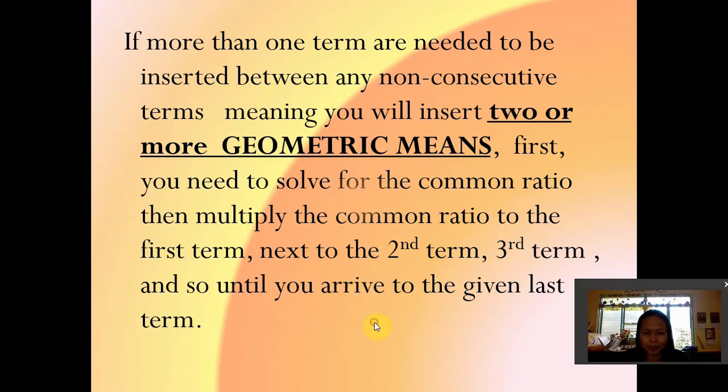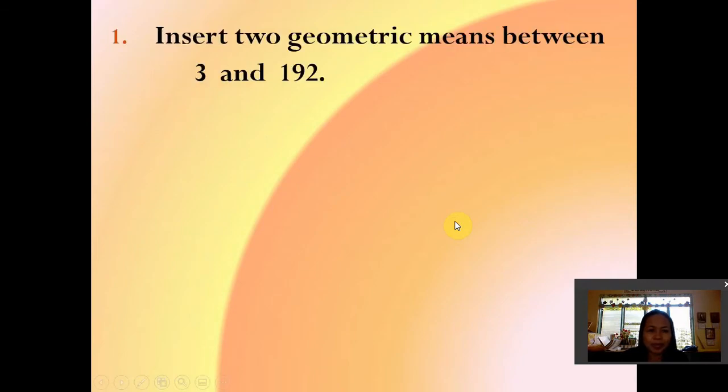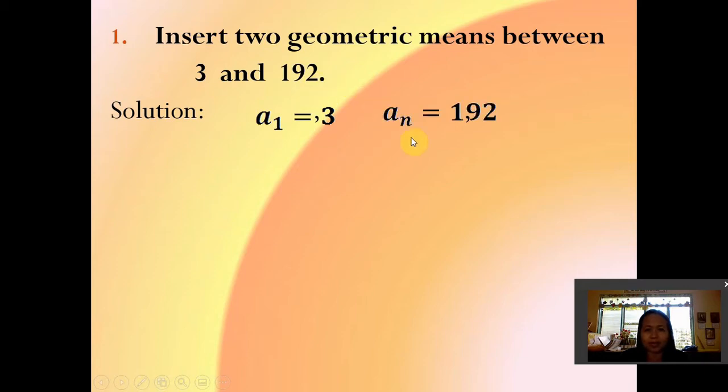Okay, example. Insert two geometric means between 3 and 192. So take note, we are going to insert two geometric means. First, we determine that our first term is 3. Next, our nth term is 192, and n is 4. Why is it 4? Since we are going to insert two terms and we are given another two terms, so a total of 4 terms in all. That's why our n is 4.